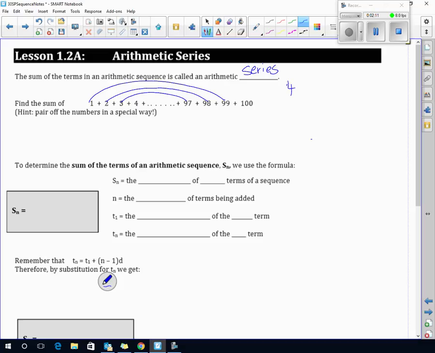See, and I would have paired it up as 1 plus 100, 2 plus 99, 3 plus 98. Then you have a whole bunch of 101s. Okay, that's fine. We could do it this way. Okay, but here's the thing. From 1 to 100, how many do we have?